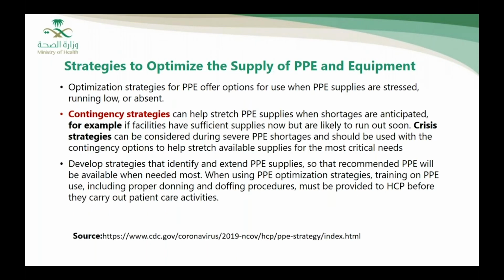We have some strategies to optimize the supply of PPE and equipment. Optimization strategies for PPE offer options for use when PPE supplies are stressed, running low, or absent. Sometimes we receive more PPE, but misuse of that PPE makes it finish very fast. Contingency strategies can help stretch PPE supplies when a shortage is anticipated.